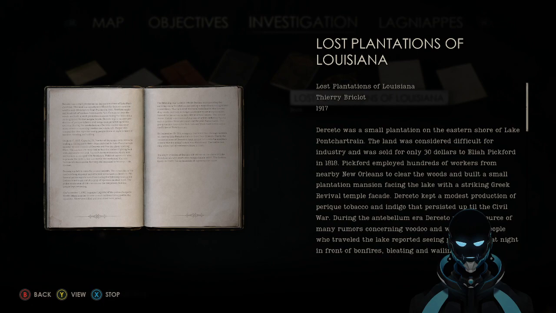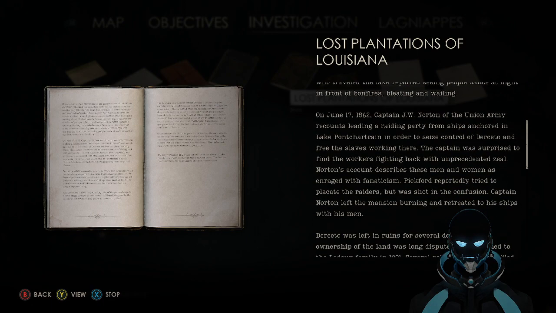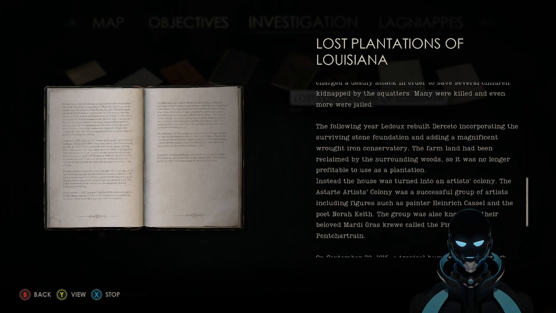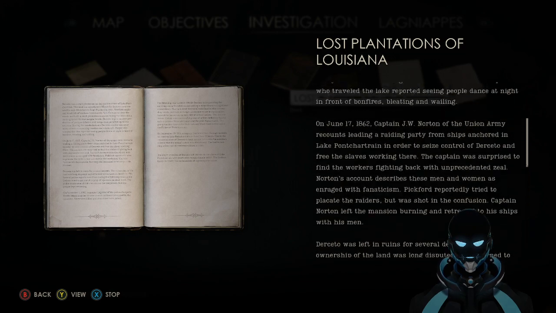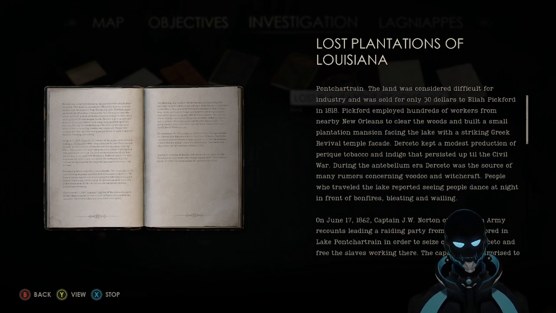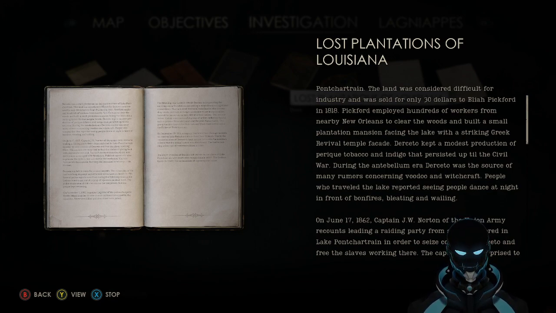Lost Plantations of Louisiana, Thierry Briclot, 1917. Derceto was a small plantation on the eastern shore of Lake Pontchartrain. The land was considered difficult for industry and was sold for only Gonna be a lot of reading. to Elijah Pickford in 1818. Pickford employed hundreds of workers from nearby New Orleans to clear the woods and build a small plantation mansion facing the lake with a striking Greek Revival temple facade.